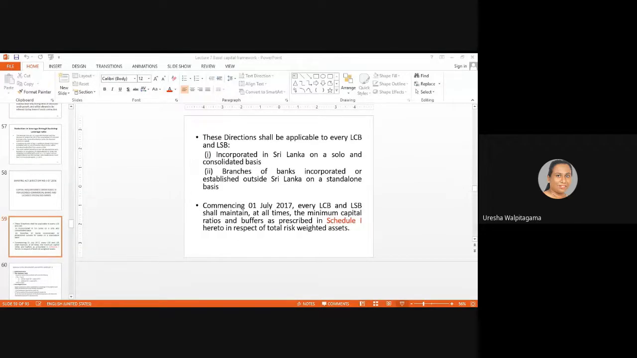So that's after the Banking Act. We can't see the slide moving, but the slide is 59. That is this one: these directions shall be applicable to every LCB. You can see that, no? I can see, I hope others can see it. If you can't see, please let me know.